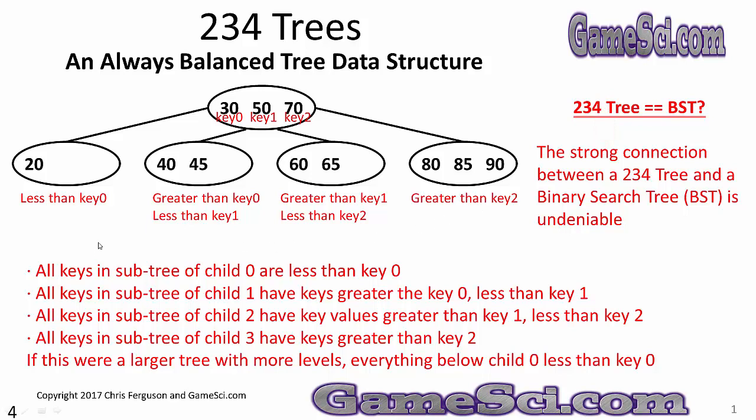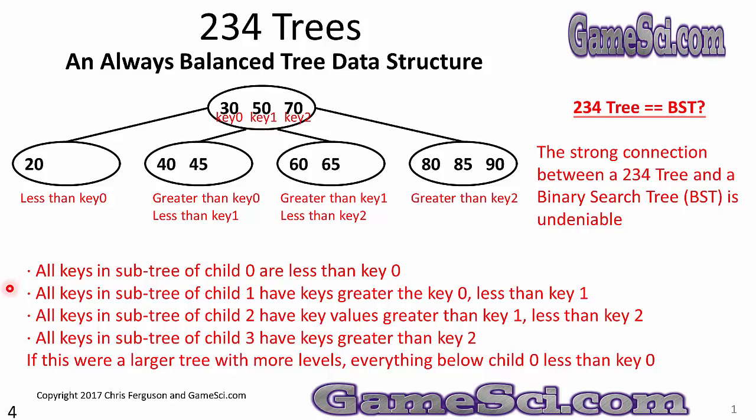Take a close look here. Key 0 is 30 in the root. Everybody less than 30 is going to be in the left child. Everyone greater than 30 is going to be in the right child of 30. All the keys here are going to be less than key 0. All the keys here are going to be greater than key 0, but less than key 1.